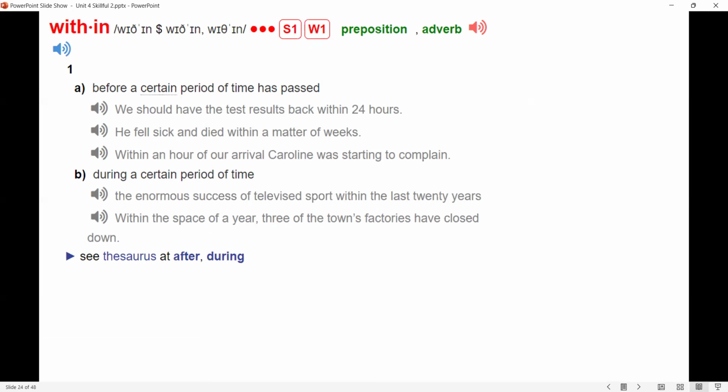Within. Within means before a period of time that has passed, or during a certain period of time. Example, we should have the test results back within 24 hours. He fell sick and died within a matter of weeks. Within an hour of our arrival, Caroline was starting to complain. The enormous success of televised sports within the last 20 years. Within the space of a year, 3 of the town's factories have closed down.